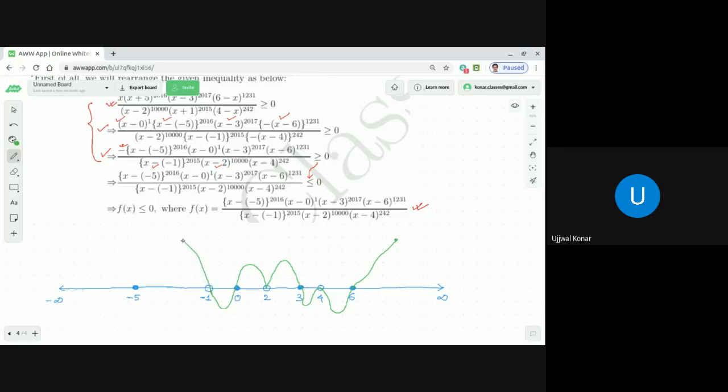Then what is the next point I'll go to, dear students? It is minus 5. What is the power of x minus (minus 5)? 2016, which is an even number. So I should not cross the number line. Rather, I should jump and say like this. My wavy curve is drawn.